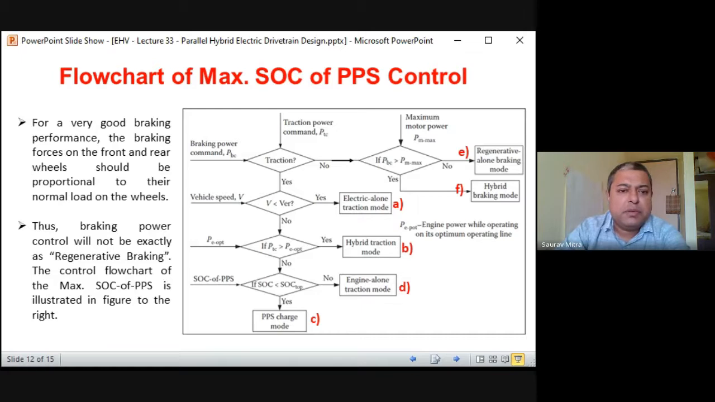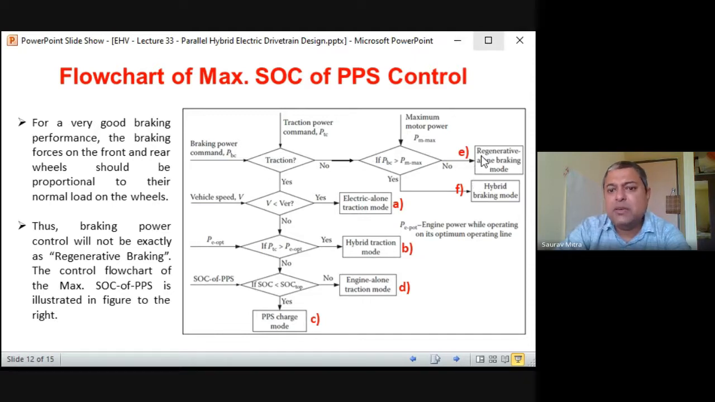for SOC of PPS. First, traction power and all these things are expected from the driver. Whatever the acceleration, deceleration or brake, all those arrangements are asked from here. So whether you are asking for traction power or braking power: if it is traction, you have to go below; if it is braking, you have to come in this way. So E and F.